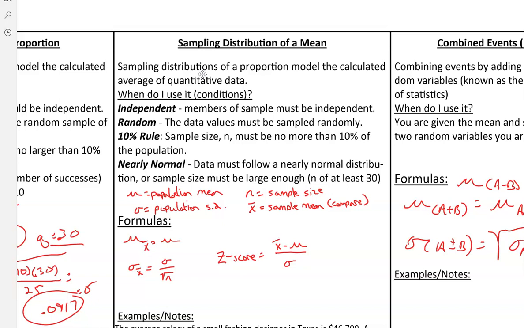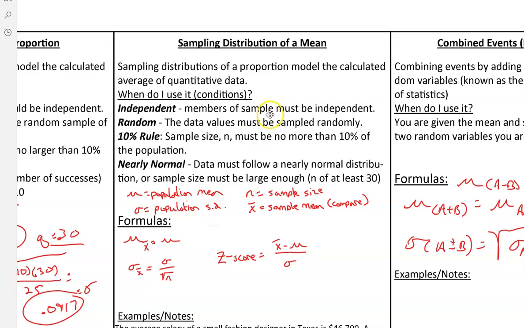There are conditions involved. It has to be independent, so the members of the sample must be independent and random. There's a 10% rule: the sample size must be no more than 10% of the population. And then the nearly normal rule. For all intents and purposes, you should know that n needs to be bigger than 30, or it needs to tell you that it follows a normal distribution.